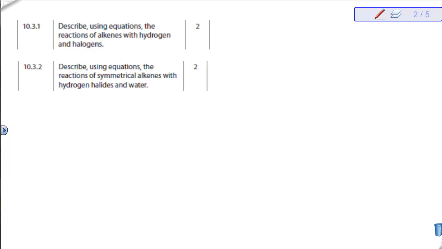This first one we're going to specifically talk about are the first 2 points here. We're going to describe, using equations, the reactions of alkenes with hydrogen and halogens. We're going to describe, using equations, the reactions of symmetrical alkenes with hydrogen halides and water. So this first one here is where you could apply either ethene or propene because it makes no mention of symmetrical. The phrase symmetrical here is an example of compounds such as ethene, which are identical on both sides of the bond. So we're going to stick with that one here.